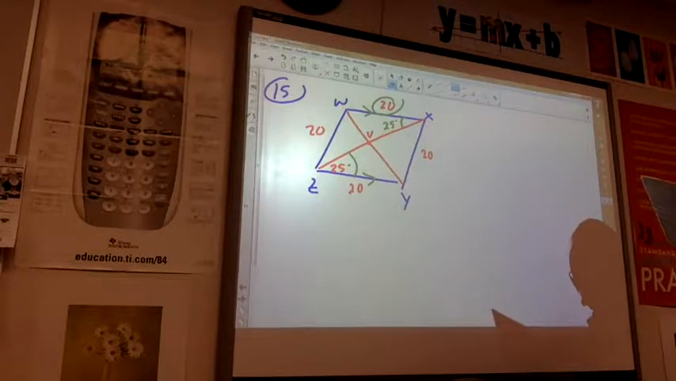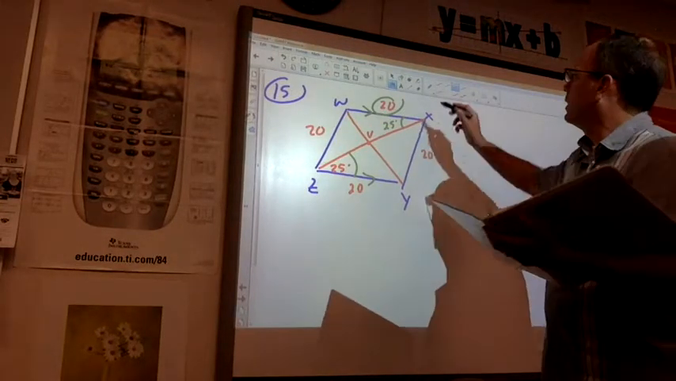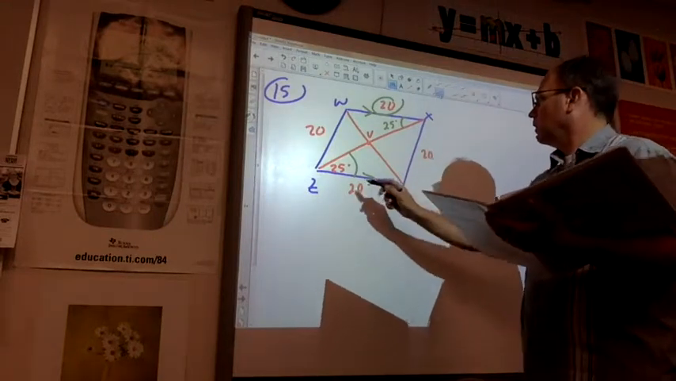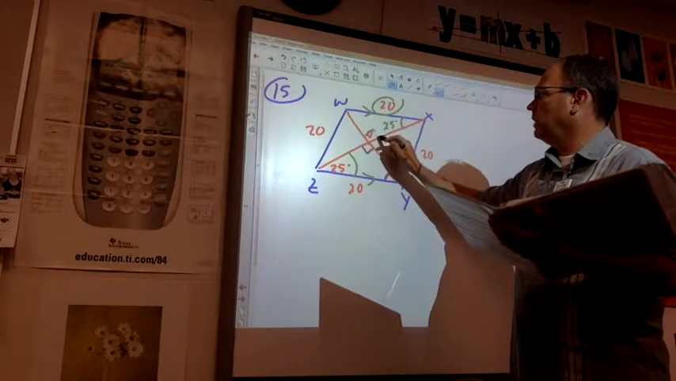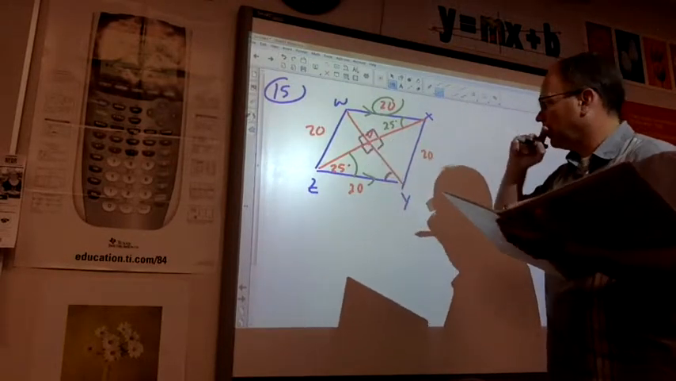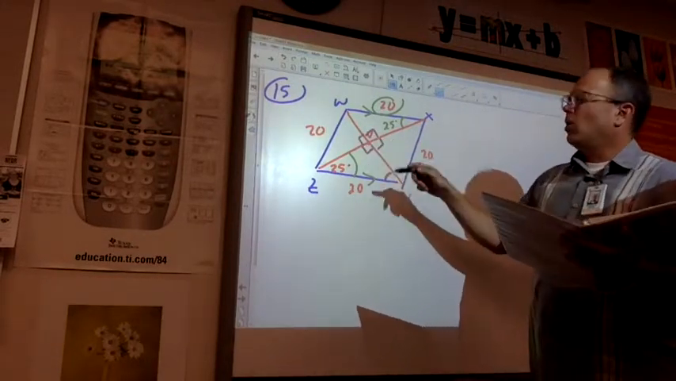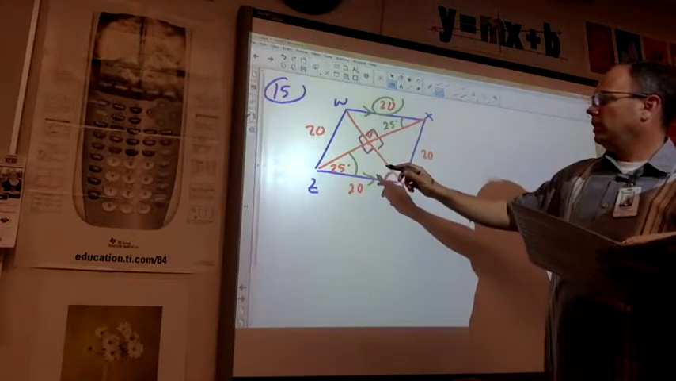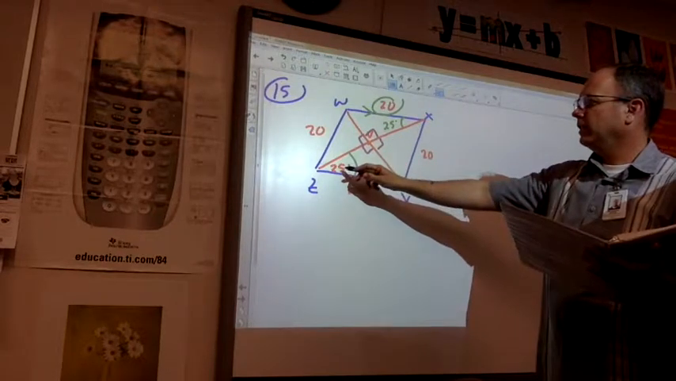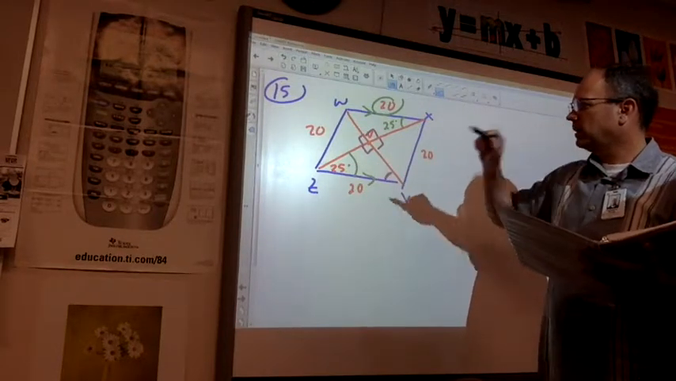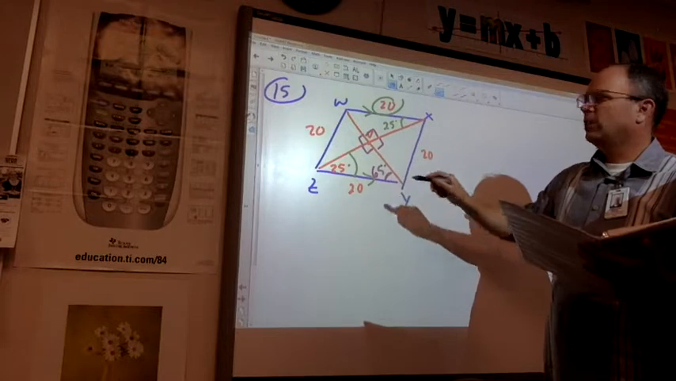And then WYZ. So circling for that. We have to know these are all 90s because it's a rhombus. So that's going to be 60, is that 55? 55. 60. Is it 65? Thank you. So that's a 65-degree angle.